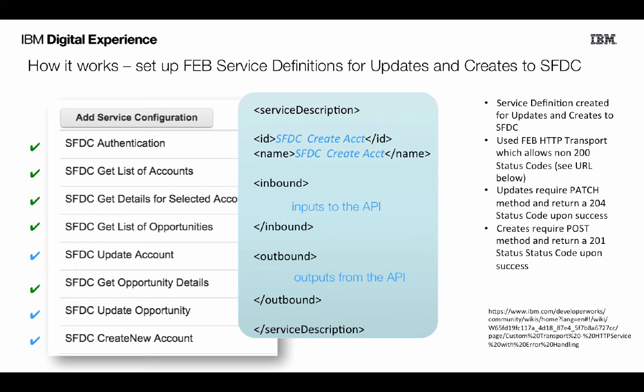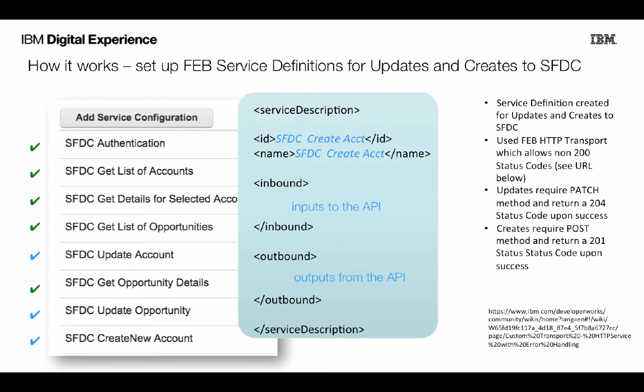These were a little bit trickier. The Salesforce update requires a patch method. The patch method returns a 204 status code. So a tip here is you need to use, and I have the URL here on this chart, the HTTP transport, which allows non-200 status codes to be returned. When you set up your service definition, use that transport. You can get it in the Feb DeveloperWorks community, but it's really just all inputs, and then the only output you're getting is the status code back. It actually comes back empty.